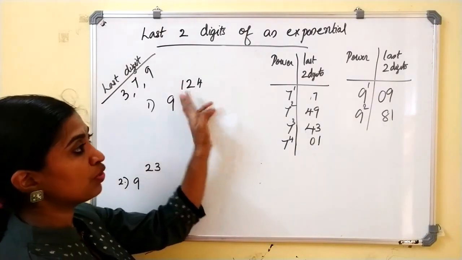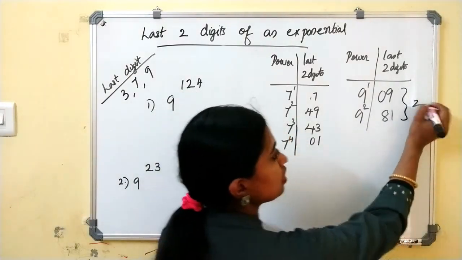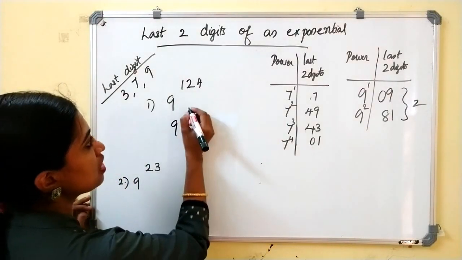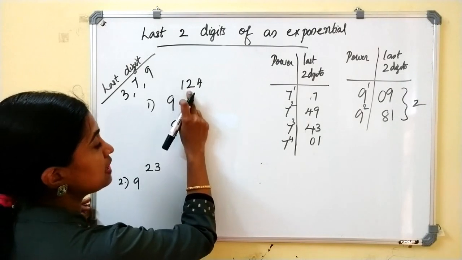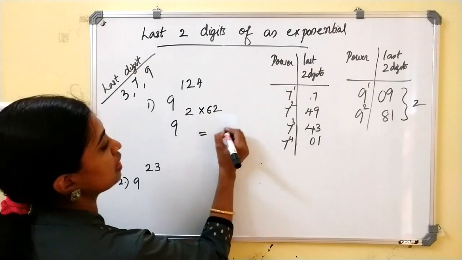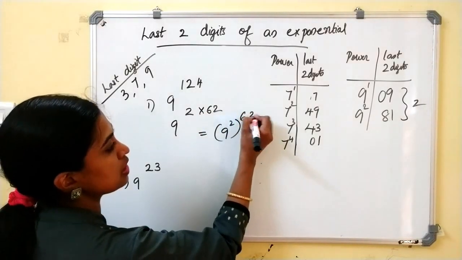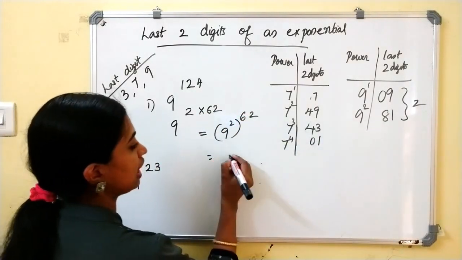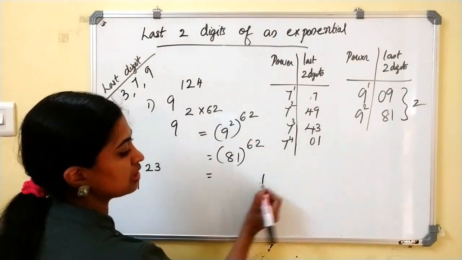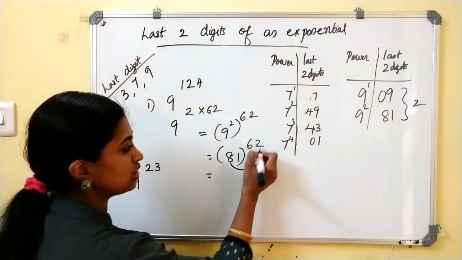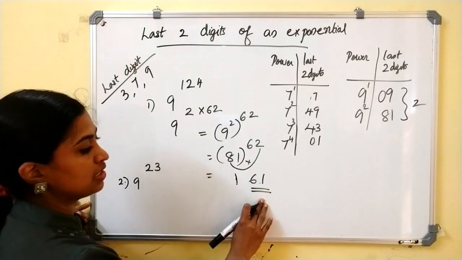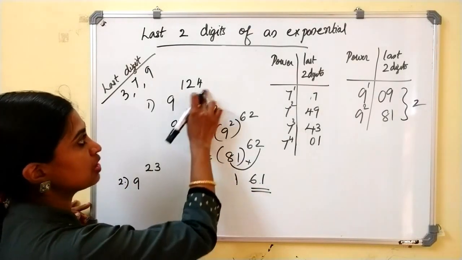We have to divide 124 by its cyclicity, that is 2. So we can express 124 as, half of 124 is 62, so 2 into 62. That is 9 square, the whole raised to 62. 9 square last two digits is 81. So 81 raised to 62. If a number is ending in 1, the last digit will be 1. Next is 8 into 2, 8 into 2 is 16. So 61 is the ending digits, the last two digits of 9 raised to 124.